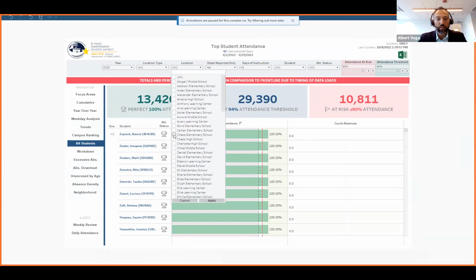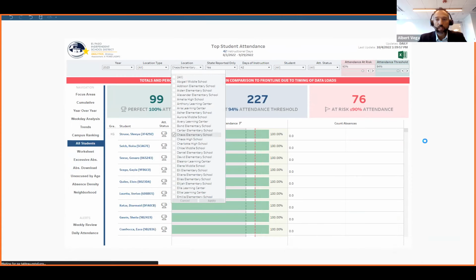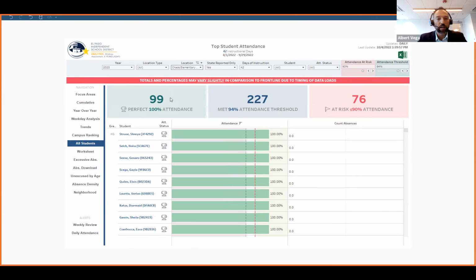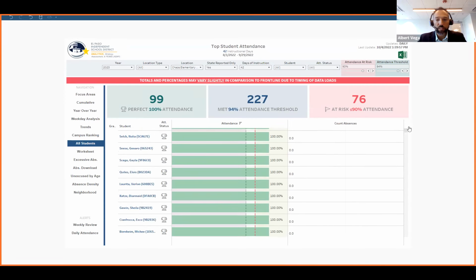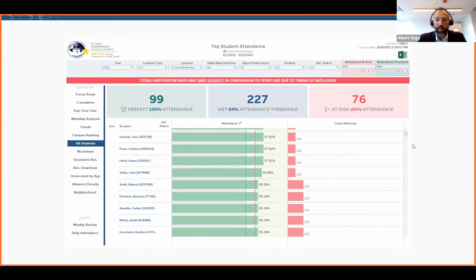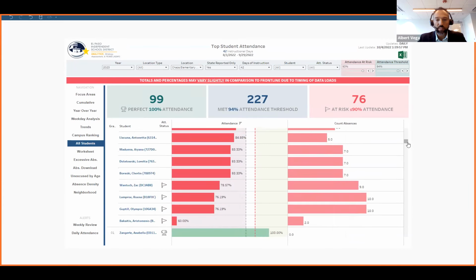I am going to go down here to Chaos Elementary. And you can see as soon as it filters out, me as the principal, I can easily identify the students that have perfect attendance. You can see those that have met the 94% threshold that the superintendent has identified. And we also have identified those students that are determined at risk or that have a 90% or less attendance rate. So you can scroll through here and you can see those students with the 100%. You can also see those that start to have a count of absences, and you can scroll down, you can easily identify those students that need support.